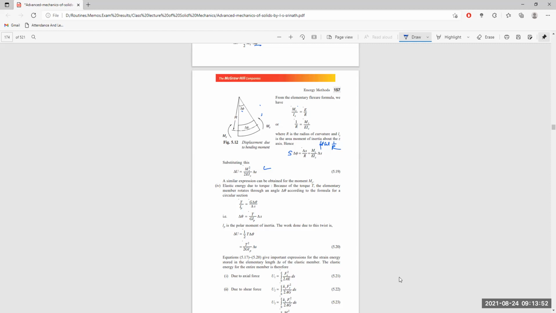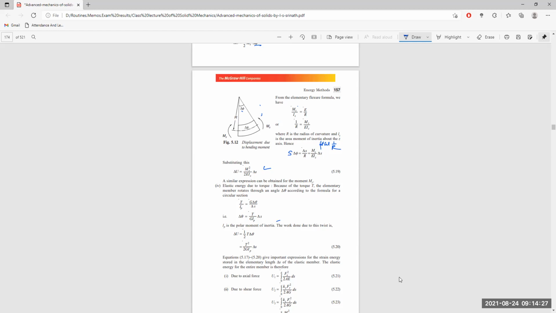The work done due to this twist will be delta U equal to half T into delta theta, since the torque is applied from 0 to T, so its average is half T multiplied by the angle delta theta it creates. By multiplication, we get the strain energy, delta U. Now if we put the value of delta theta here, the torsional equation will be T square by 2 into G into Ip into delta s.